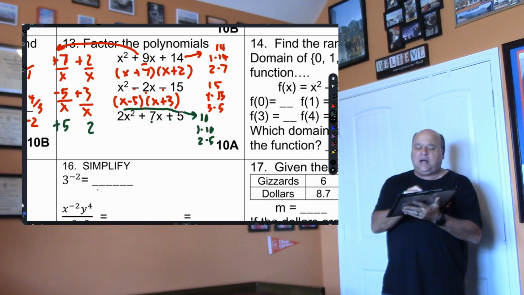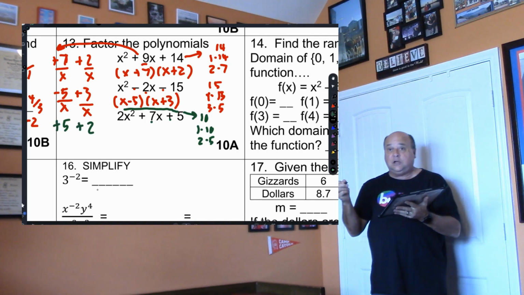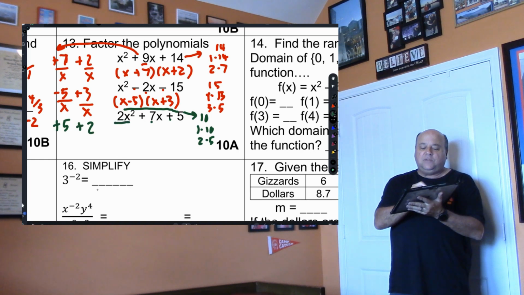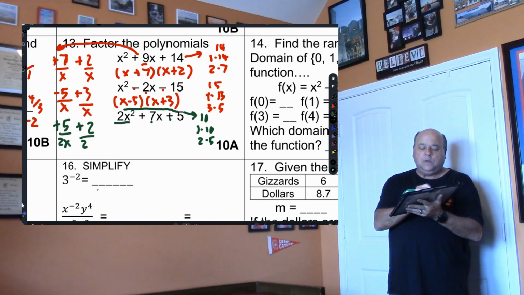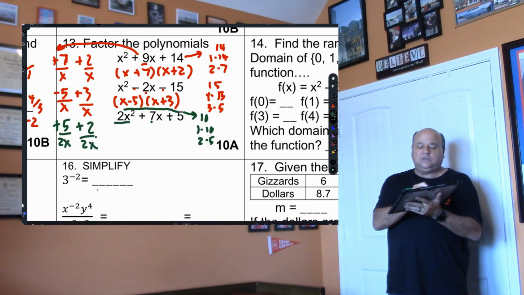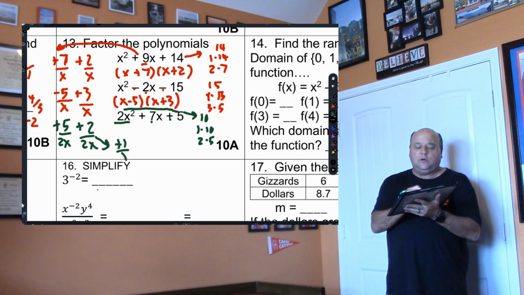The big one has to be positive. They're both going to be positive because I'm going to add. 5 plus 2 is x, but the 2x goes on the bottom. Notice the 5 and the 2x won't simplify, but this will turn into plus 1 over x.